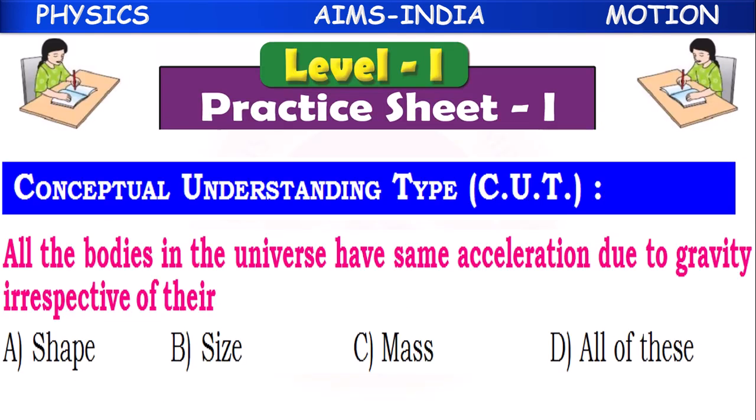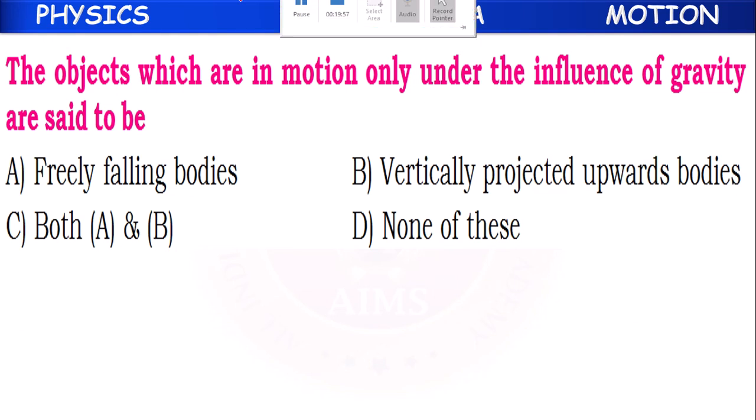Okay, children. Now let's see the problem. All the bodies in the universe have the same acceleration due to gravity, irrespective of their shape, size, mass, all of this. What is the answer? All will have the same acceleration due to gravity. All are attracted with the same force. It does not depend upon shape, size, mass. So all of this is the correct answer, D option.